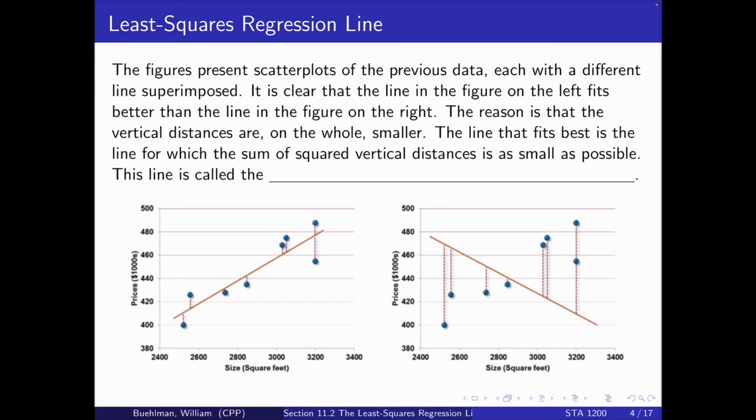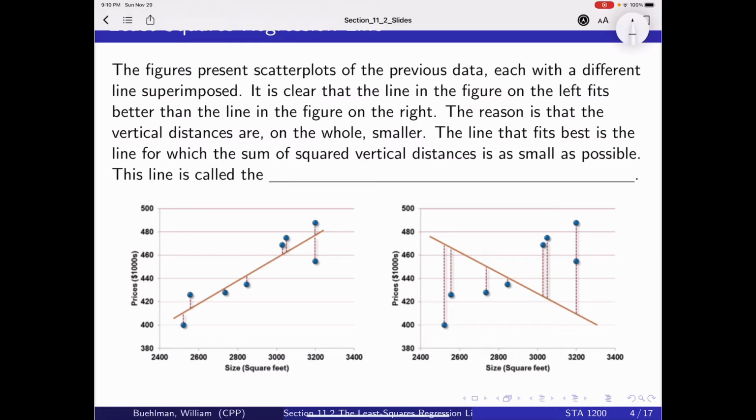The figures below present scatter plots of the previous data, each with a different line superimposed. It is clear that the line in the figure on the left fits better than the line in the figure on the right. The reason is that the vertical distances are, on the whole, smaller. The line that fits the best is the line for which the sum of the squared vertical distances is as small as possible. This line is called the least squares regression line.